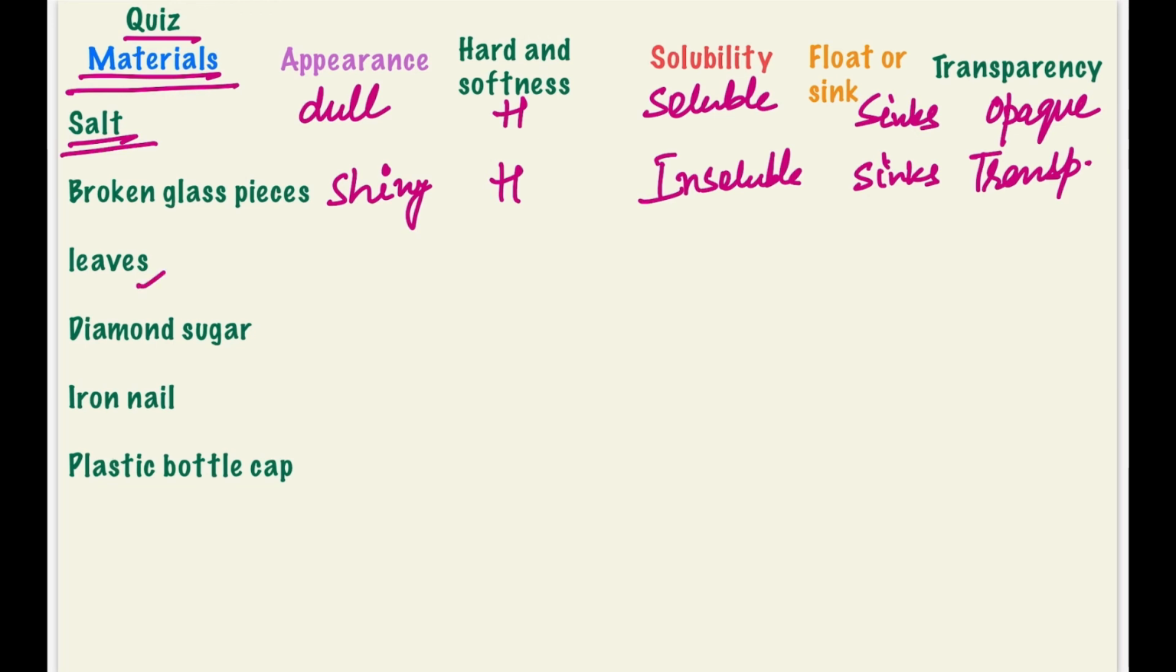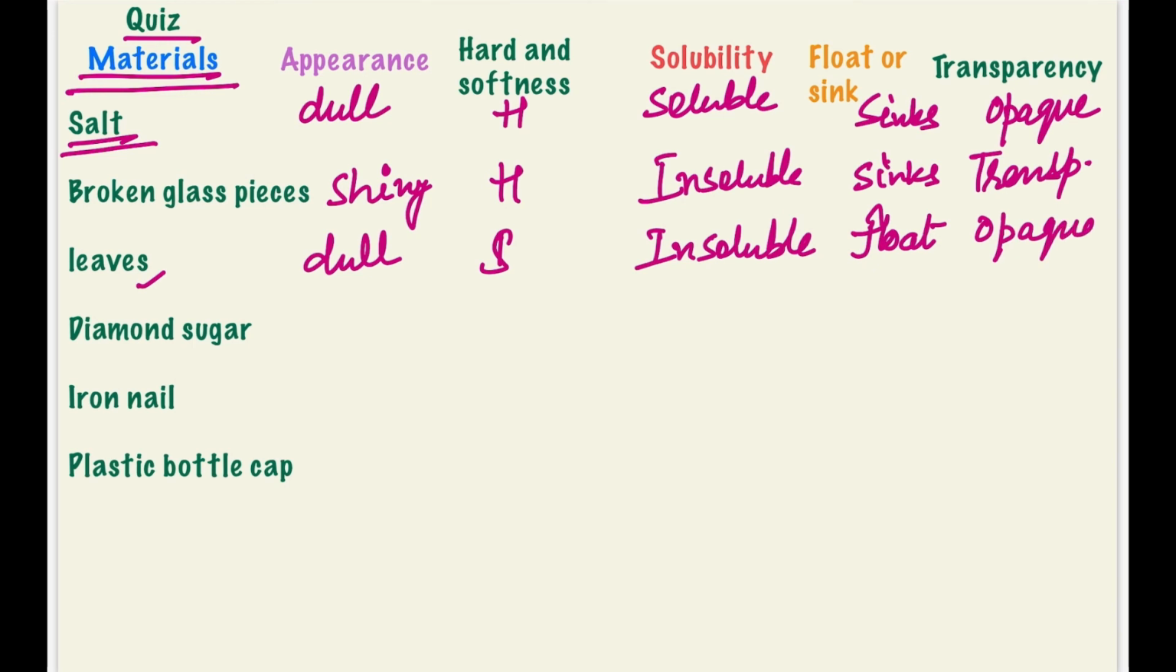Leaves, by appearance they are also dull. Hard and soft, they are soft material. Then solubility, no, we cannot dissolve them in water, so they are insoluble. Float or sink, leaves are generally light, so they float on water. Transparency, no, they are again opaque material.